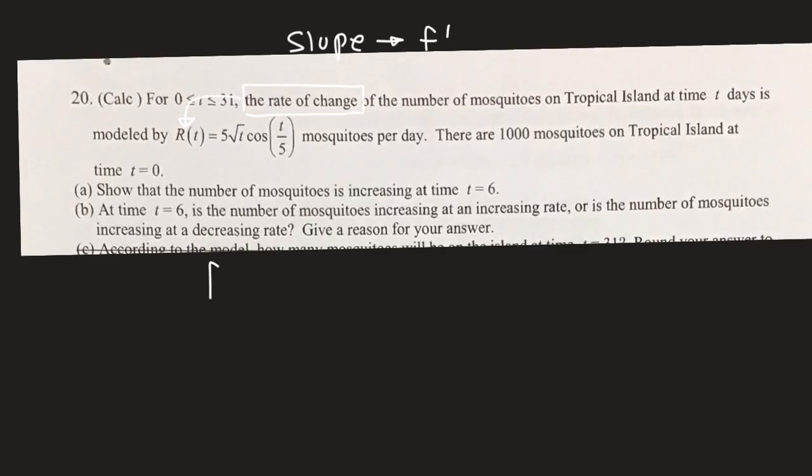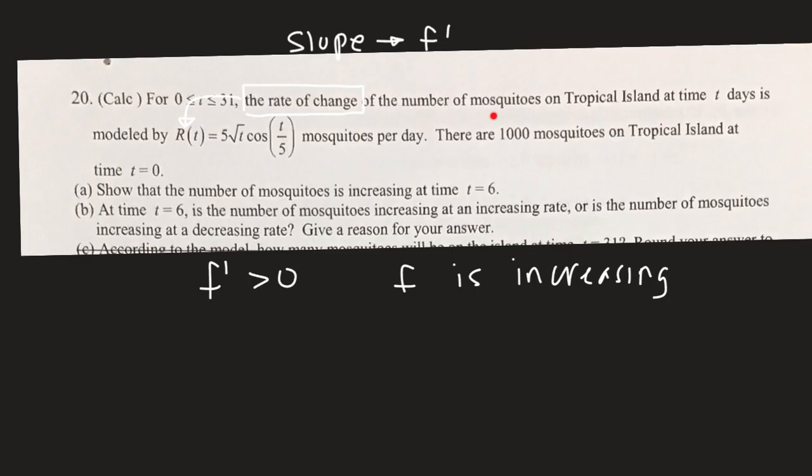So that means if f prime is positive, then f is increasing. Right, we've had a lot of these types of questions. Whenever we're talking about increasing or decreasing, we're looking at the derivative of the function that we are talking about. Okay, so is our function about mosquitoes? What is our function talking about? The rate of change of the number of mosquitoes.